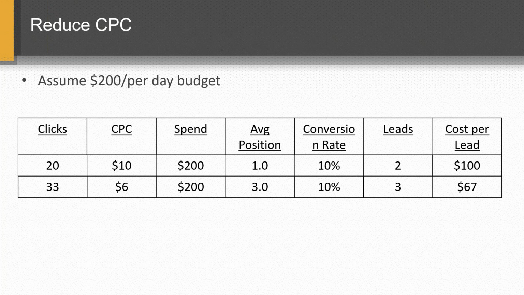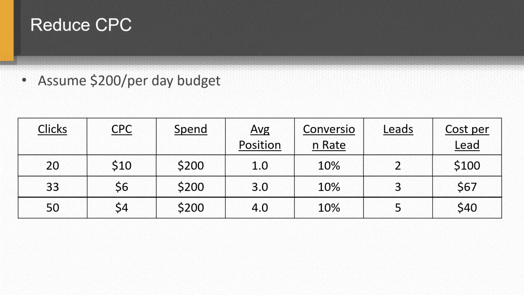If we drop cost per click to $6, we would get roughly 33 clicks a day and be in an average position of 3. Assuming conversion rate is equal, the campaigns would generate 3 leads at just under $67. And if we drop cost per click again, this time to $4, we would receive 50 clicks and have an average position of 4. Assuming conversion rate stays the same again, we would generate 5 leads at $40 cost per lead. With these assumptions, you could lower your cost per lead by $60 and increase your lead volume by 2.5, just by lowering your cost per click.